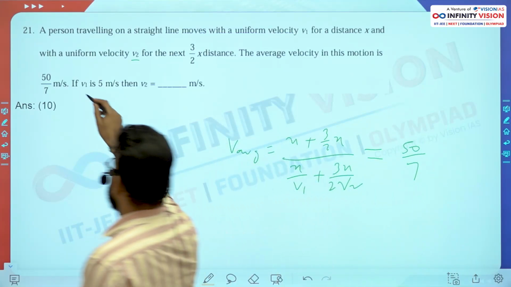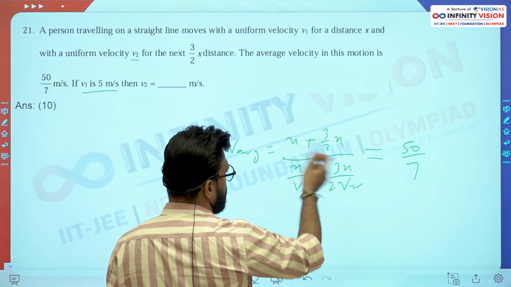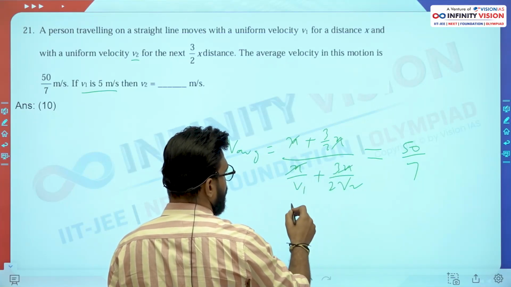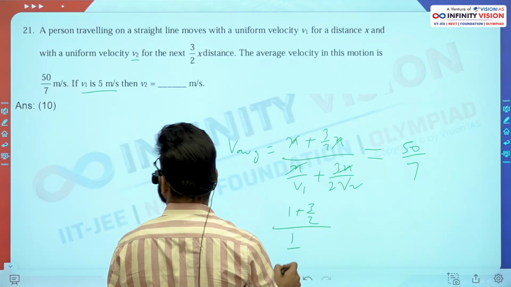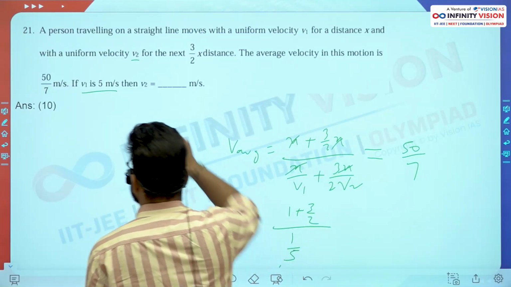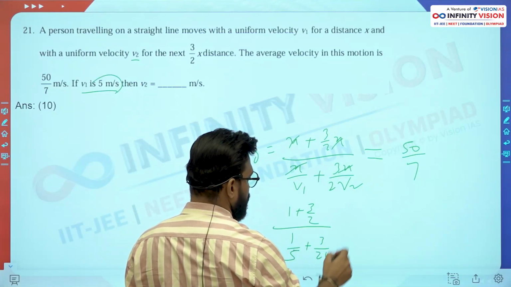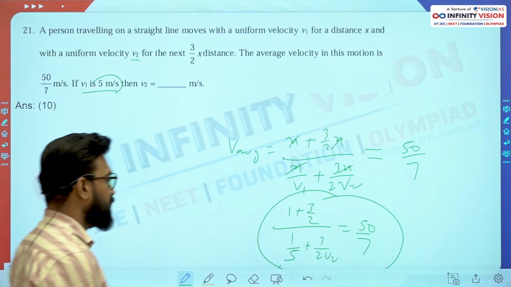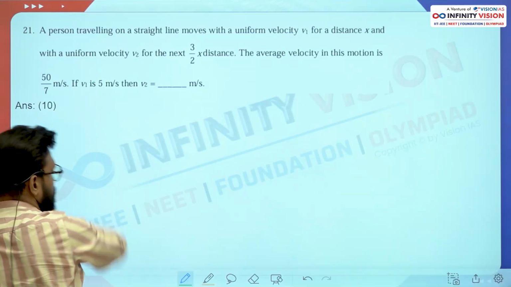Also v1 is given to you, so you need to find out v2. x will cancel out, so it is 1 by 1 plus 3 by 2, with 1 upon v1 coming out to be 5, which is already given to you, from this 3 by 2 v2, and it is given to you as 50 by 7. Solve this, you'll get v2 as 10 meter per second.